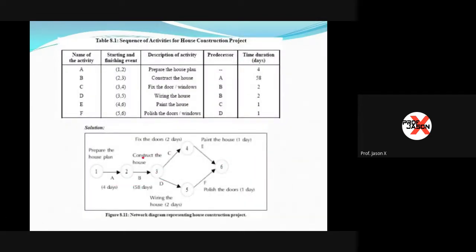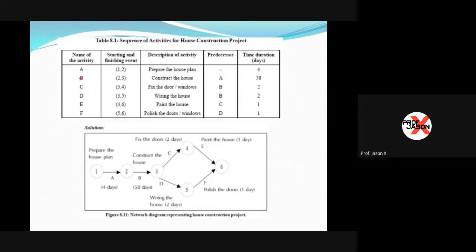So here is our example. Okay. This table is already a given. So in your future activities and examples, you need not worry because this will already be pre-plotted for you. Okay. And on the first column, we will see the name of the activities. Second column shows the start and finish of the event. Third is the description of the activity. Fourth column is the predecessor or the origin. And then fifth column is the time and duration of days.